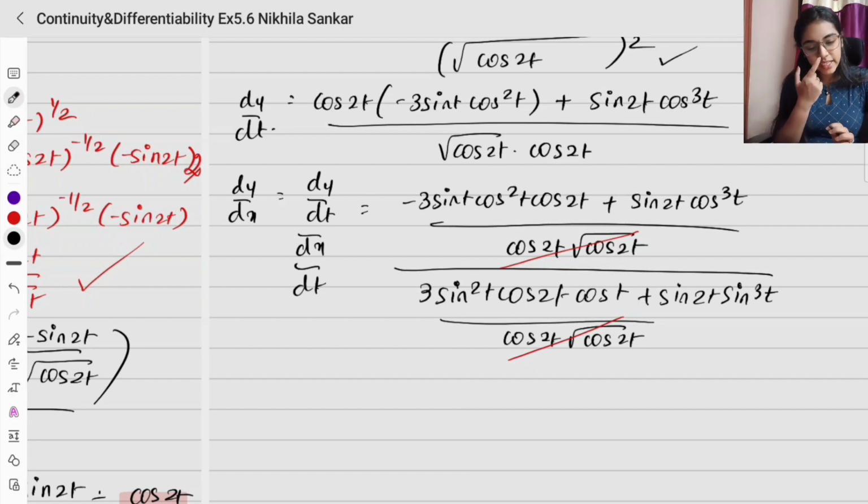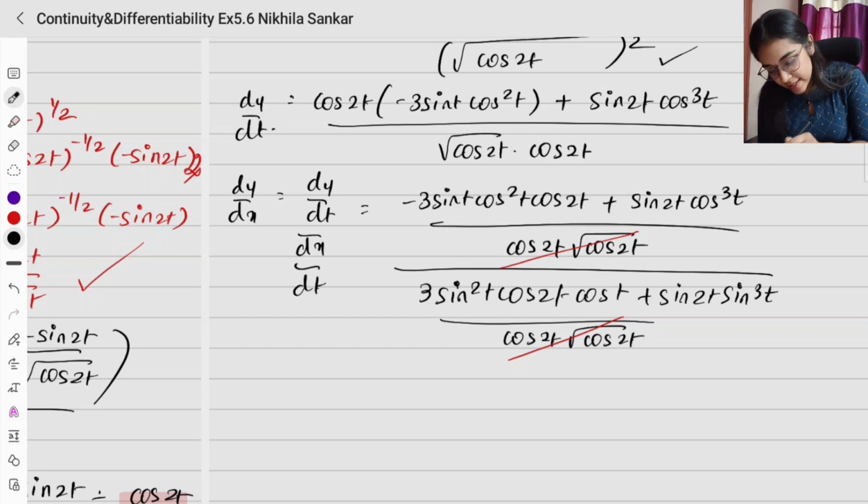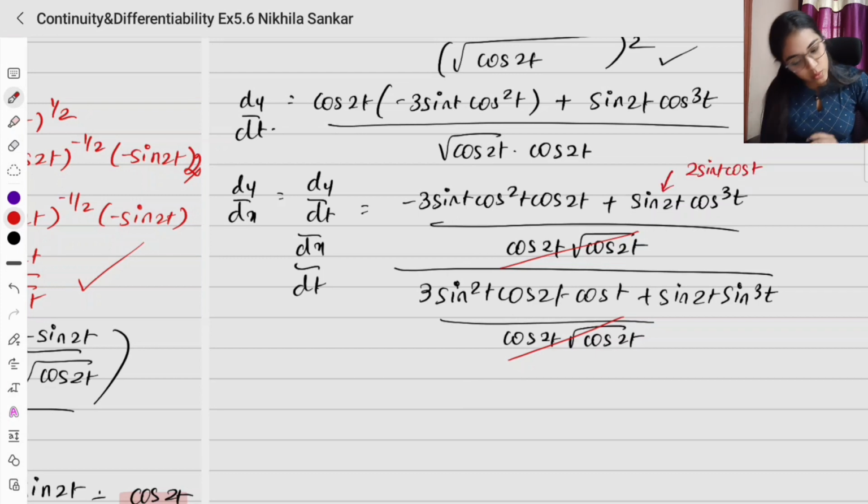I have 3 sin t cos square t cos 2t here, and on this side sin 2t cos cube t. So what can I do? I can write sin 2t as 2 sin t cos t. So this is one substitution I can make. I can take sin t and cos t outside the numerator for the first term.